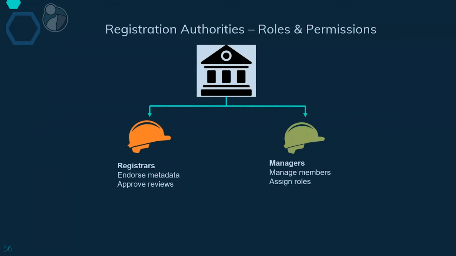Within our registration authorities, we have two broad roles. We have registrars who operate on behalf of the registration authority to approve metadata and to endorse metadata and approve reviews. So in this sense, they can be seen as a person acting on behalf of the organization, but they aren't endorsing the information as themselves. The other role we have is the operational manager role, who can again add members and assign roles within that organization, update definitions, and change the meaning of certain status levels.